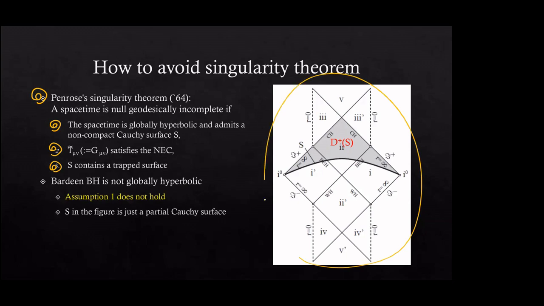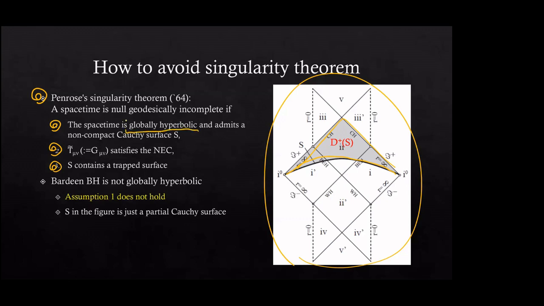And this is the Bardeen black hole space-time. Let us consider the non-compact space-like hypersurface S. And this shaded region is the future domain of dependence, D plus S. And actually, this does not cover the whole future of S. So this means that the Bardeen black hole space-time is not globally hyperbolic, so it does not satisfy assumption 1.